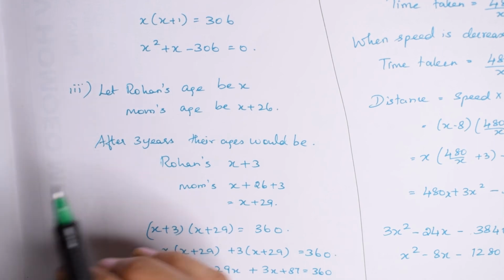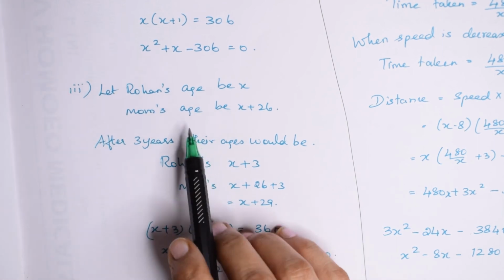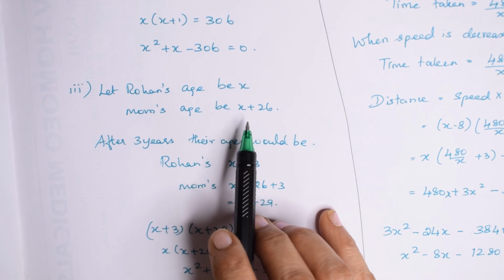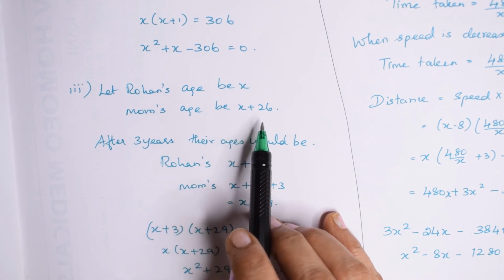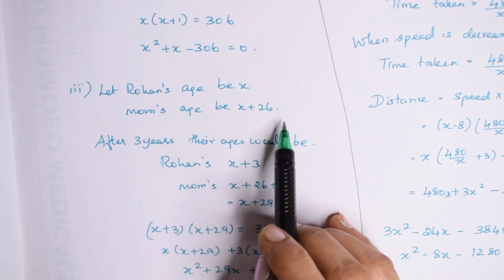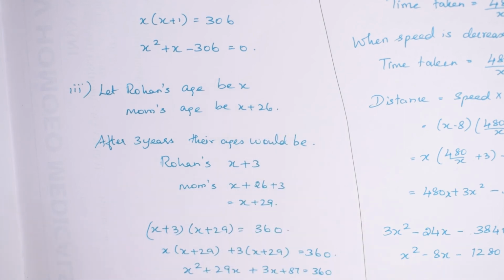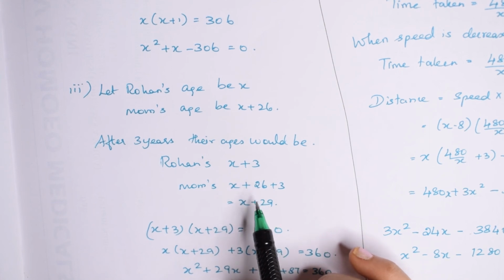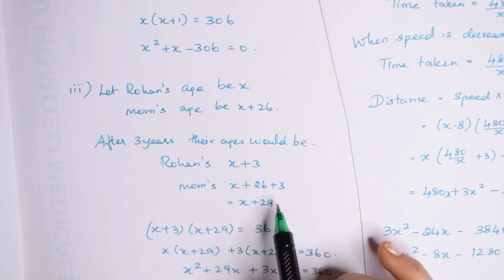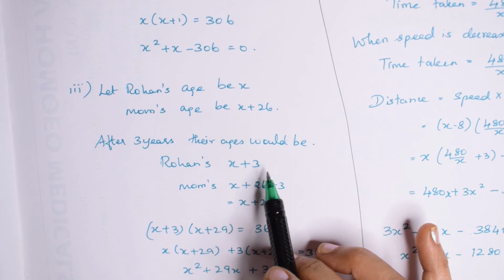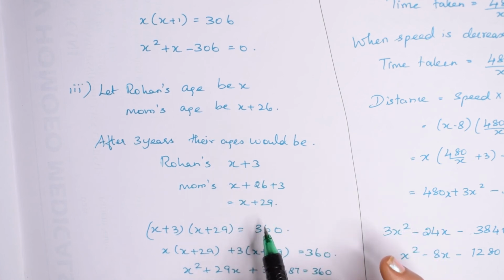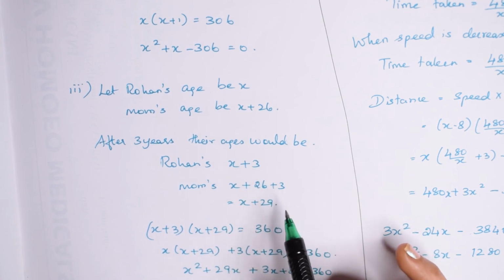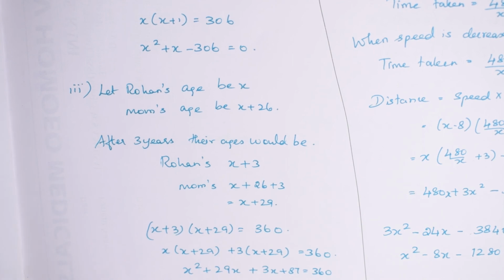The next sum, it's an age problem again. Rohan's mother is 26 years older than him. So let Rohan's age be x and the mother's age be x plus 26. The product of the ages is 360, 3 years from now. So after 3 years, the mother's age will be x plus 26 plus 3 and Rohan's age will be x plus 3. Okay, so the mother's age will be x plus 29, Rohan's age will be x plus 3, and the product of their ages at that time is equal to 360.